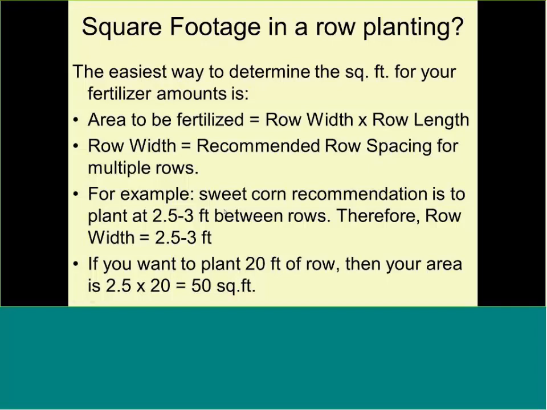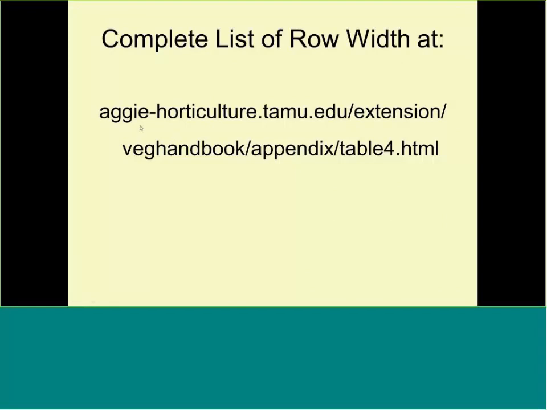So if you know your square footage, raised bed 4 by 8, great. If you don't, then here's how to do it. Just look up your plant row spacing recommendation. On Aggie Horticulture, on this link, in the vegetable handbook, the appendix of table 4, there's a complete list of row widths for various crops.